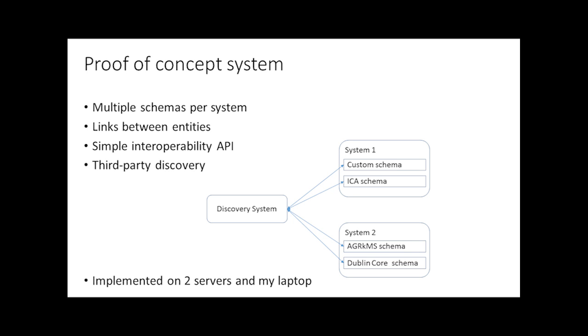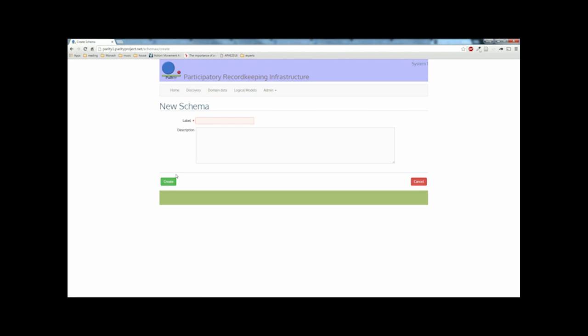So I'll give you a quick demo of some of this. I've called my project Participatory Record Keeping Infrastructure, or PaRIty, and there's the ability to create schemas or logical models. Any one of these systems can run multiple schemas simultaneously. So logical models where I create schemas, the ability to then create data within a schema, and then this discovery engine that can look at arbitrary endpoints. So we'll go and create a schema.